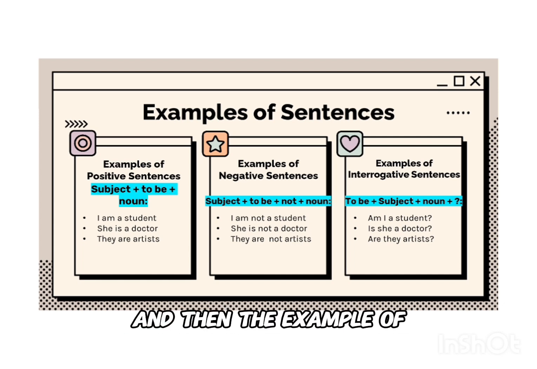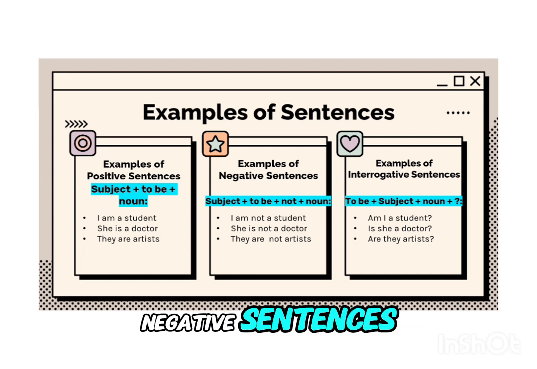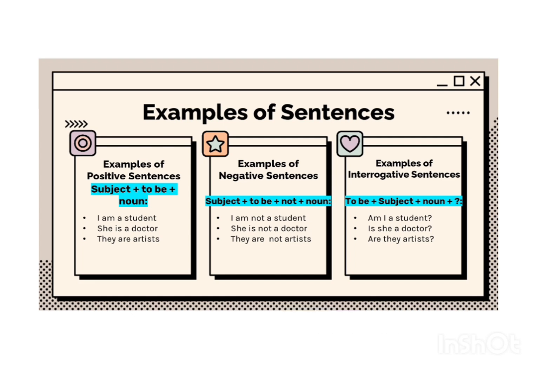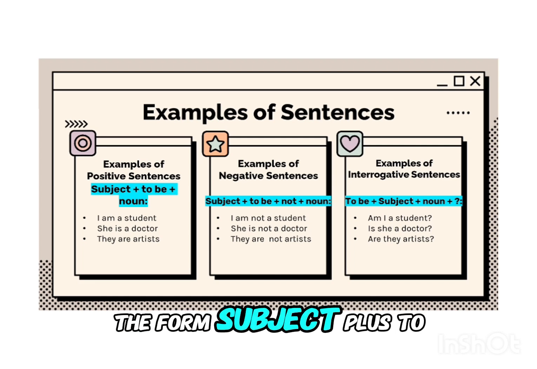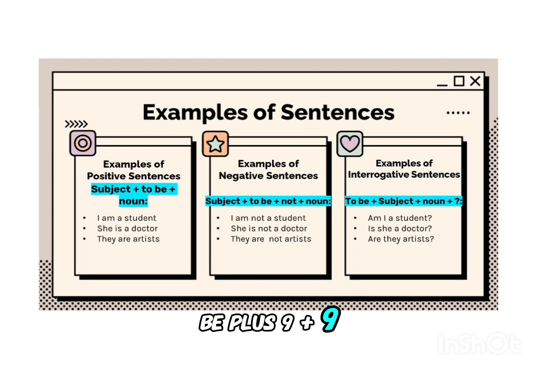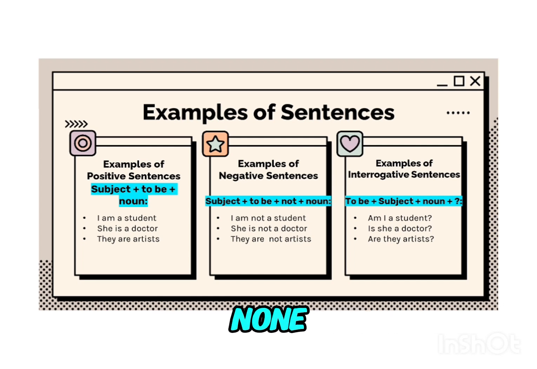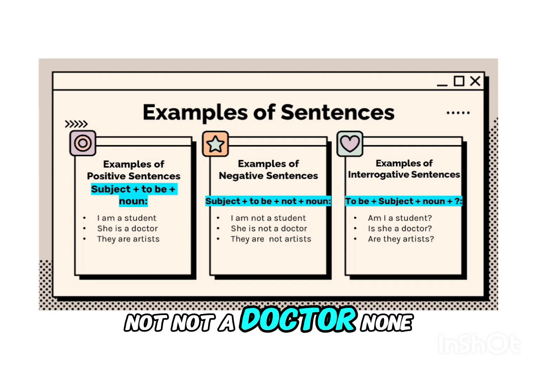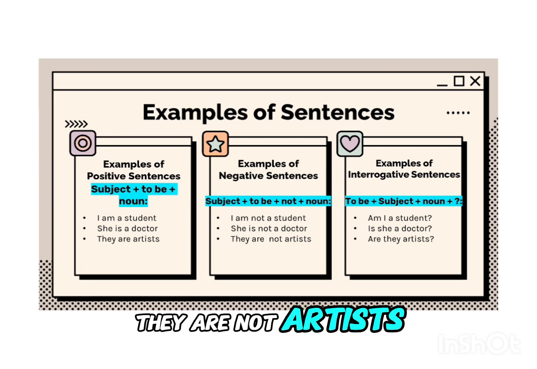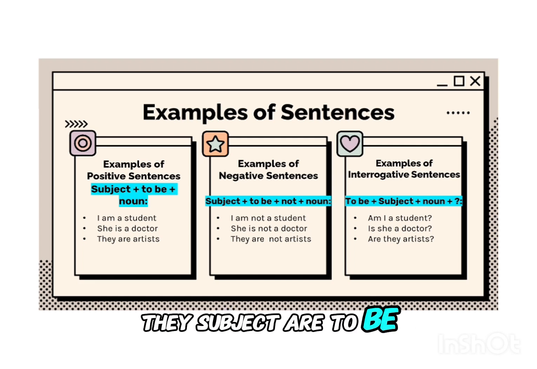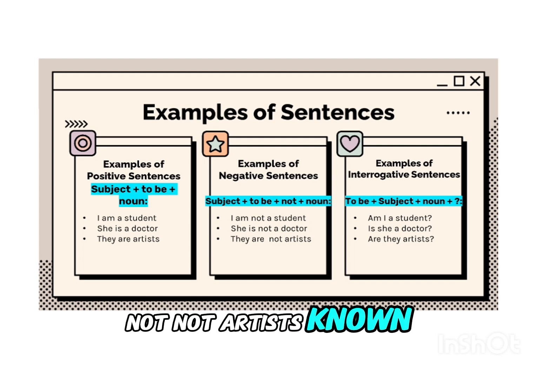And then the examples of negative sentences, of the form subject plus to be plus not plus noun. For example, I am not a student. I, subject, am to be, not, a student, noun. And also, she is not a doctor. She, subject, is to be, not, a doctor, noun. They are not artists. They, subject, are to be, not, artists, noun.